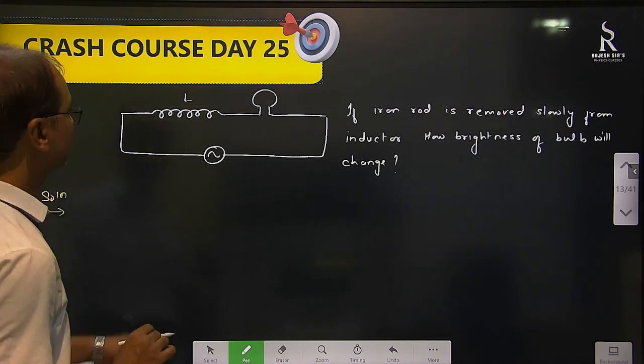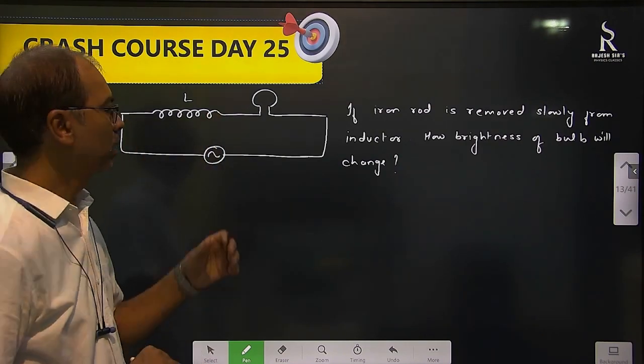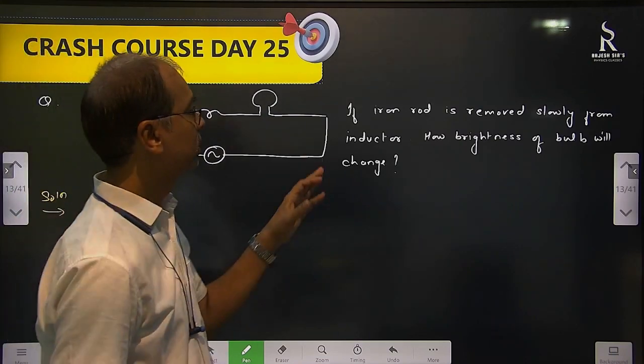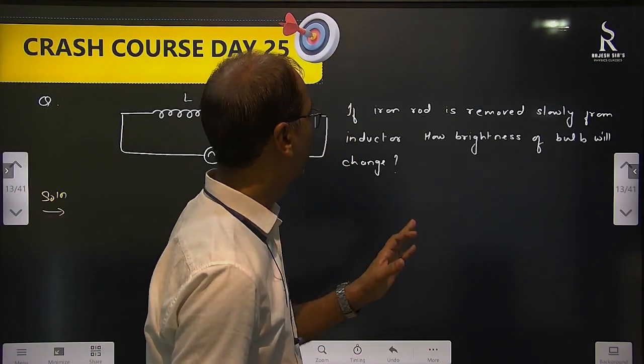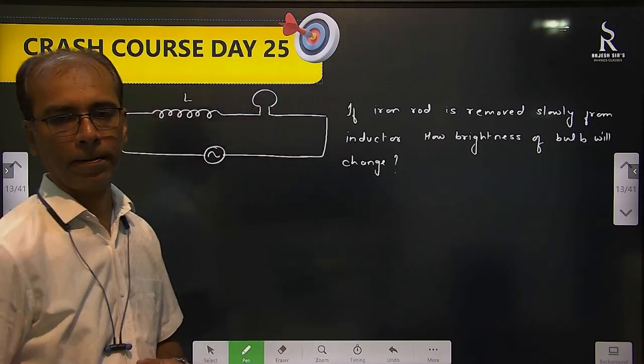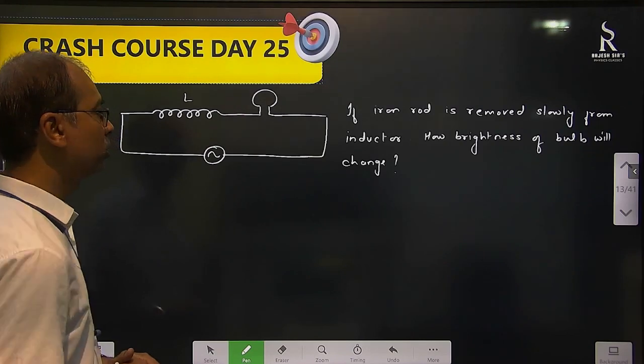So what is the question asking? One inductor or solenoid is there and one bulb is there, and it's connected across an AC source. The question says if the iron rod is removed slowly from the inductor, how will the brightness of the bulb change?